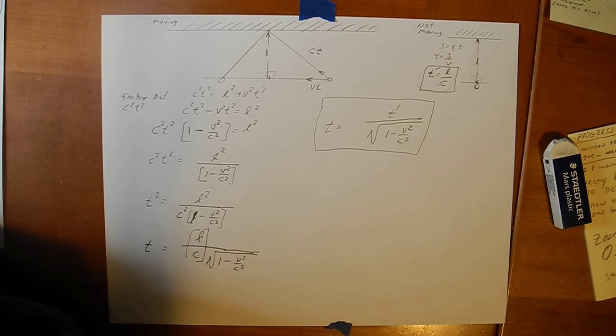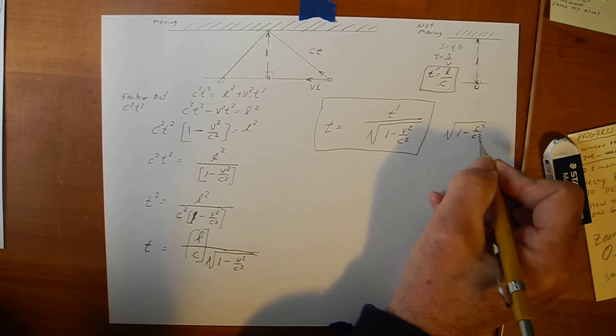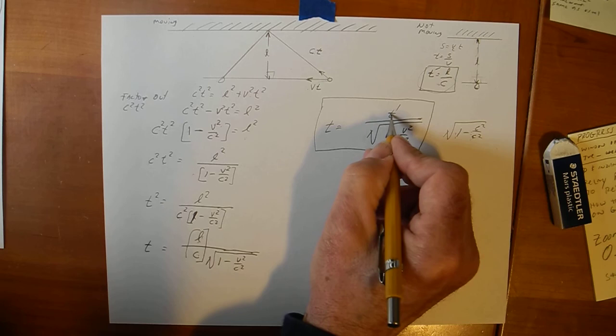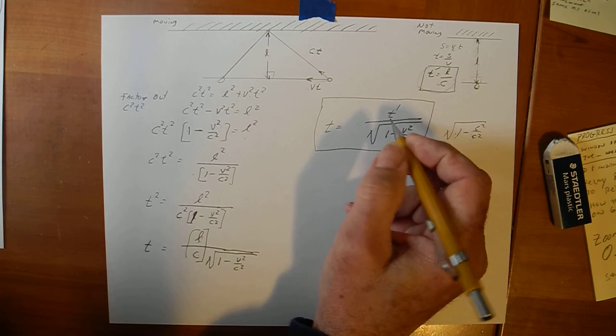But notice this. If I make this C squared, I have 1 minus C squared over C squared. That's 1 minus 1. 1 minus 1 is 0. The square root of 0 is 0, and I'm dividing by 0. Maybe you can't go as fast as the speed of light. Maybe that's impossible, because that would imply an infinite amount of time. Anyway, so we have some problems that have to do with this.